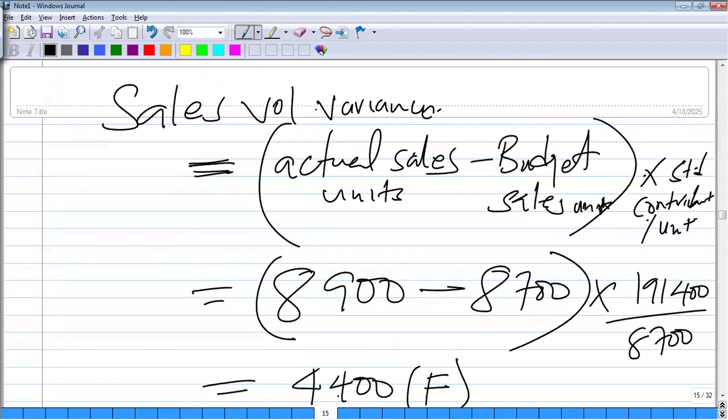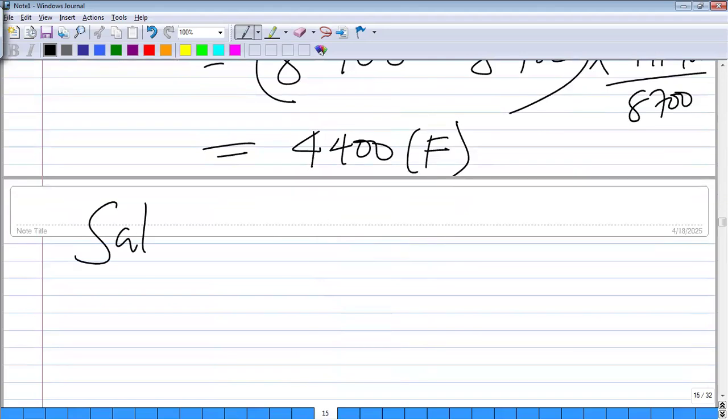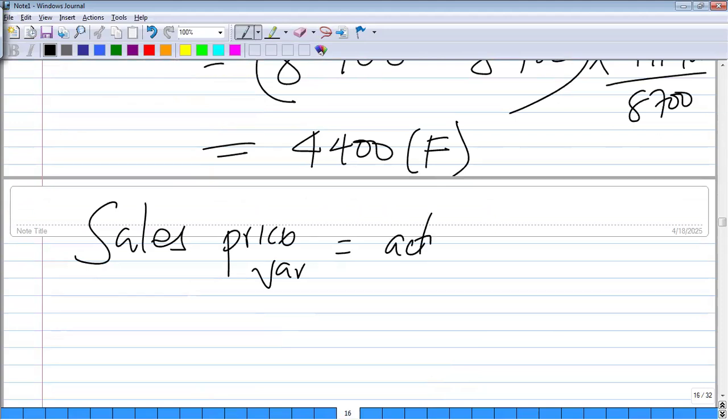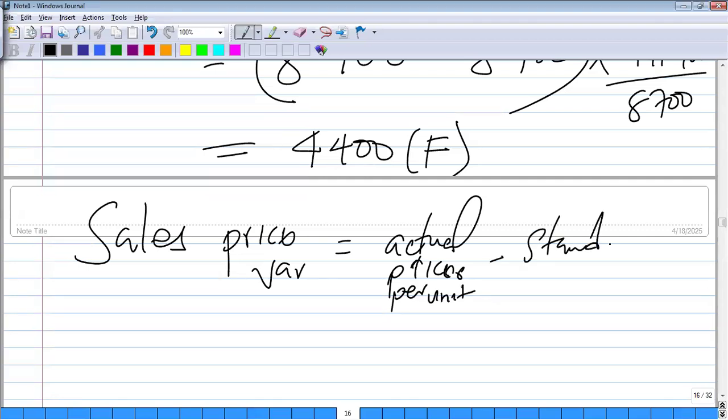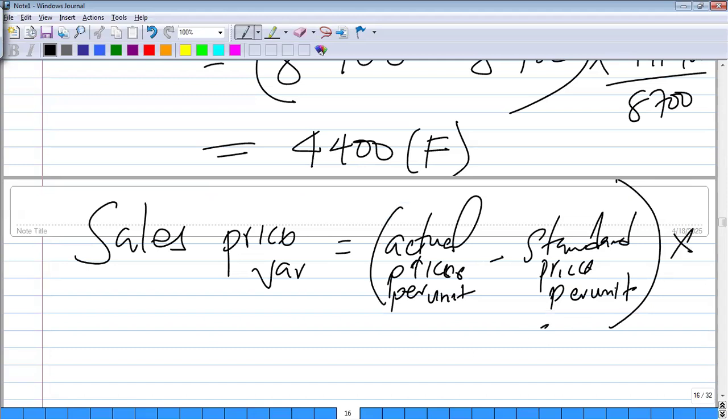So we do the sales price variance. The sales price variance is equal to actual price per unit minus standard price per unit, times actual units sold. Please ask. That's why I don't want you to write. I want you to see the question and see what I'm writing and see if it frames what's in your head.